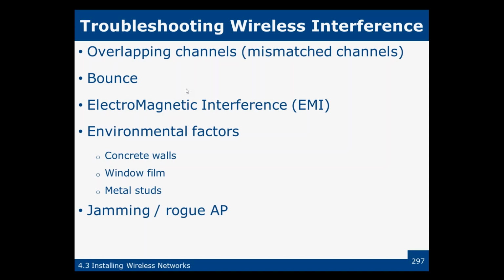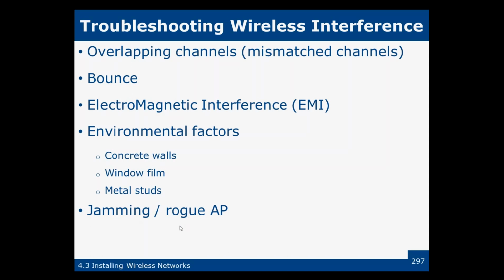Environmental factors, concrete walls, we've talked about. Window films, some window films can do that. Sometimes you want the window film to keep the signal in. Metal studs can affect it. It can disturb the signal, send it out in all different directions. Jamming and rogue access points. Jamming, everybody knows what the frequencies are, so we can do that. The rogue access point, we're going to put one in there.